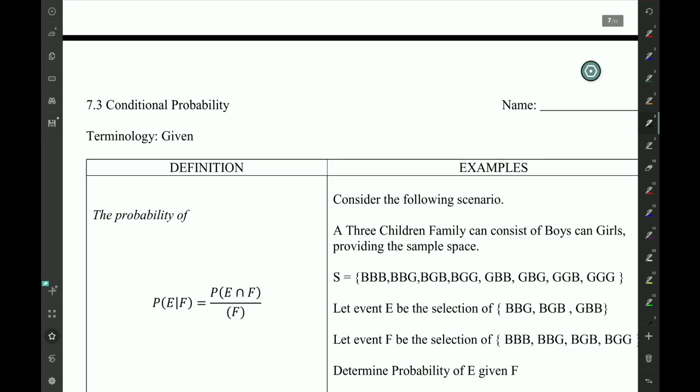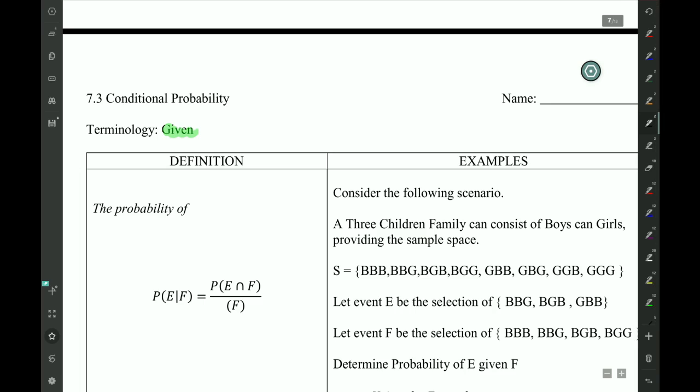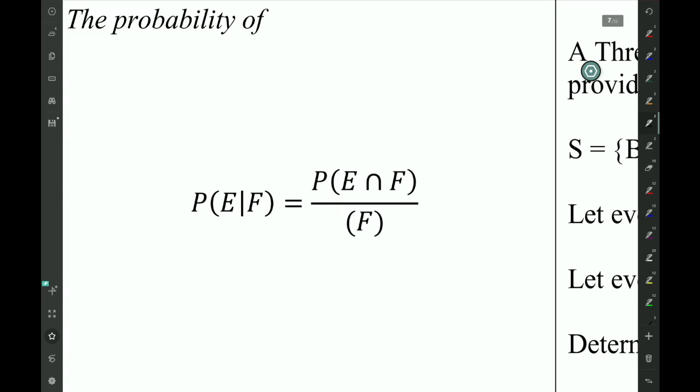The terminology for today is the word given. I'm going to be giving you some extra information, and whenever you see that word, that tells you basically that you can narrow down your probability, okay? Now here is the formula. You're like, oh my gosh, this is where it gets real. But really, it's not too hard, okay?